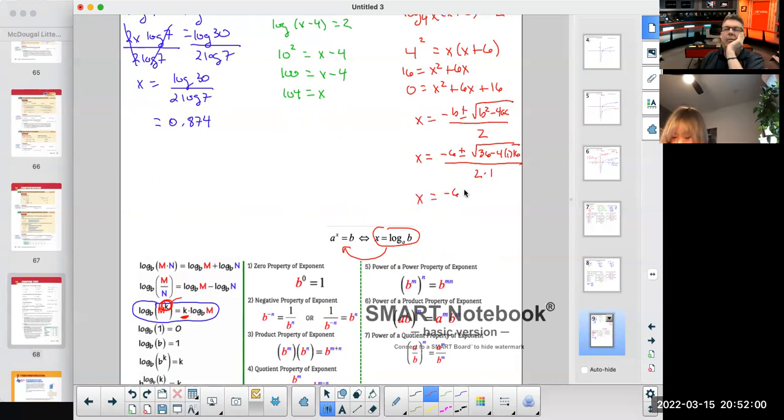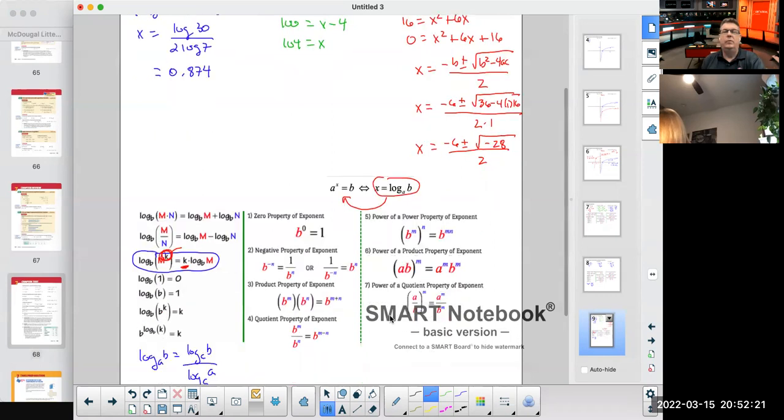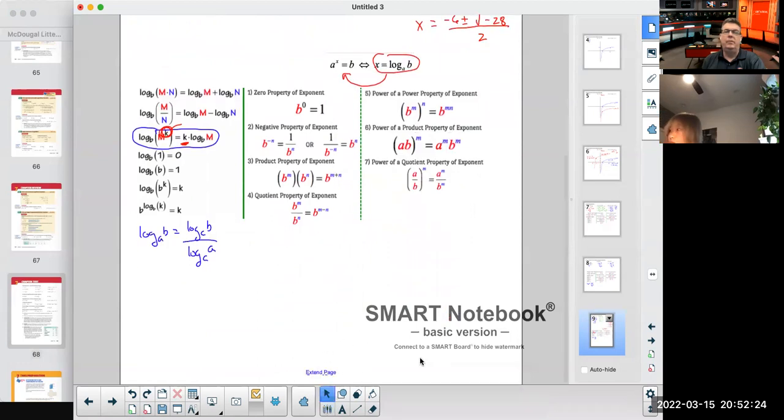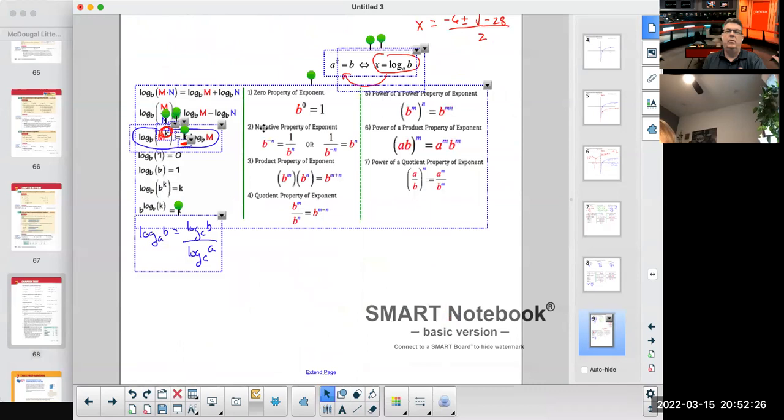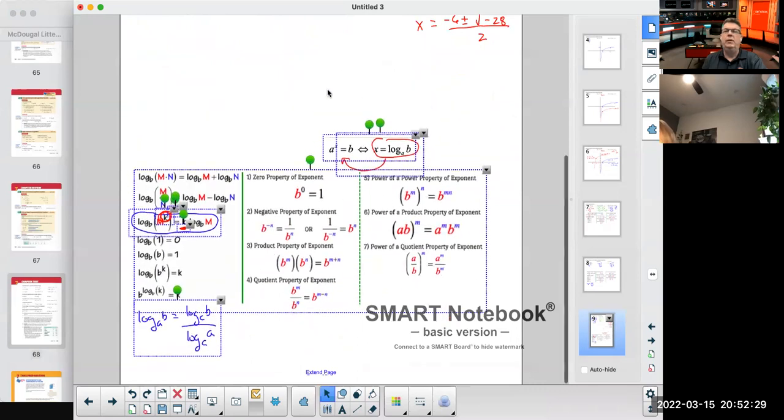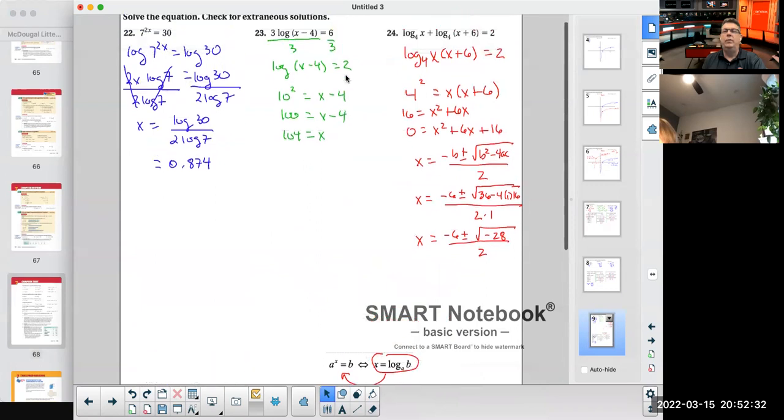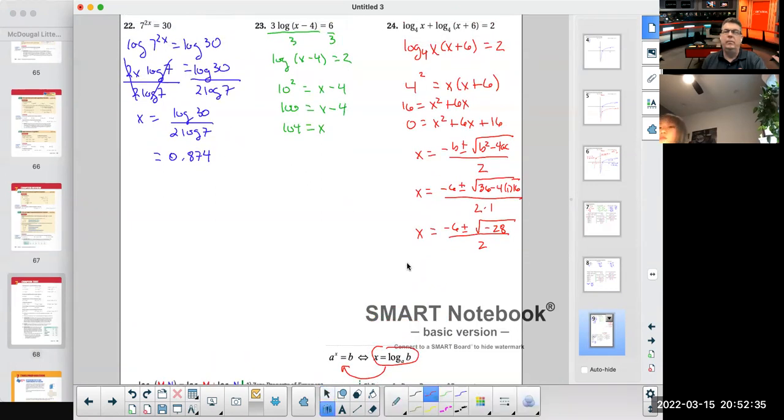So x equals negative 6 plus or minus the square root of 36 minus 4 times 16, which is 64. So 36 minus 64 is negative 28 over 2, which means we have no solutions. Why is that?